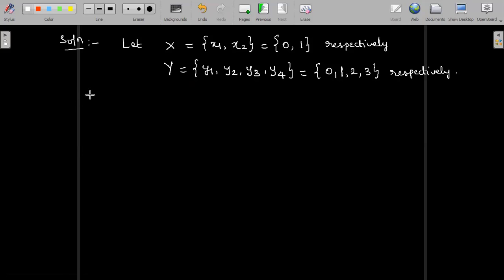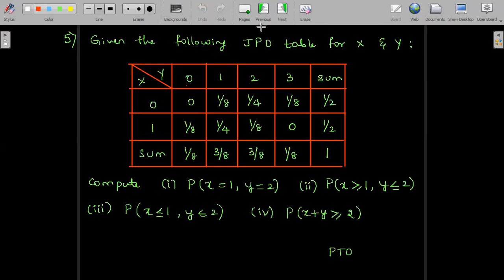Then J11 from the table we are writing. So J11 is 0, J12. Let me show how the values are read. By now you might be familiar. Anyway, J11 is 0, J12 is 1 by 8, J13 1 by 4, J14 1 by 8.